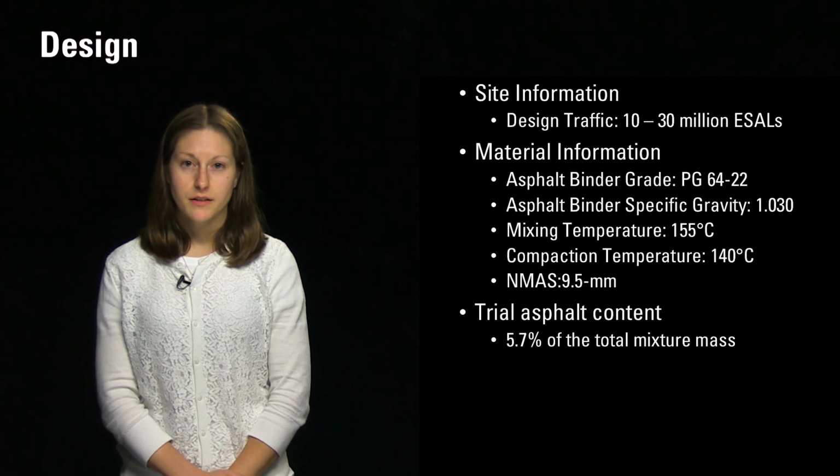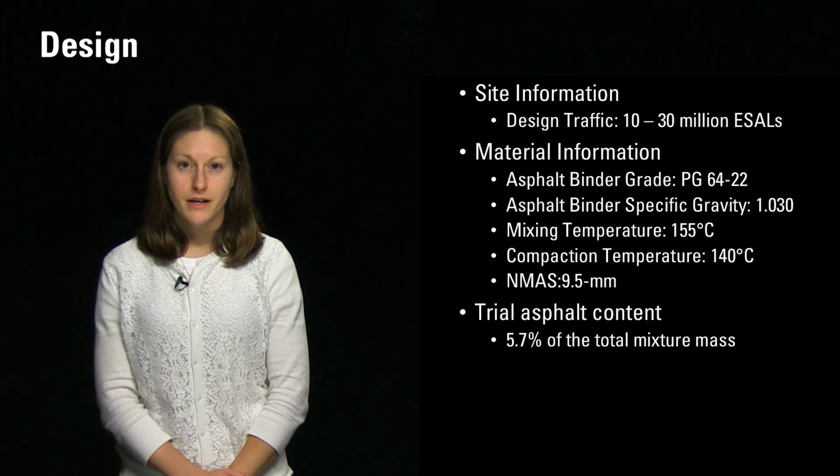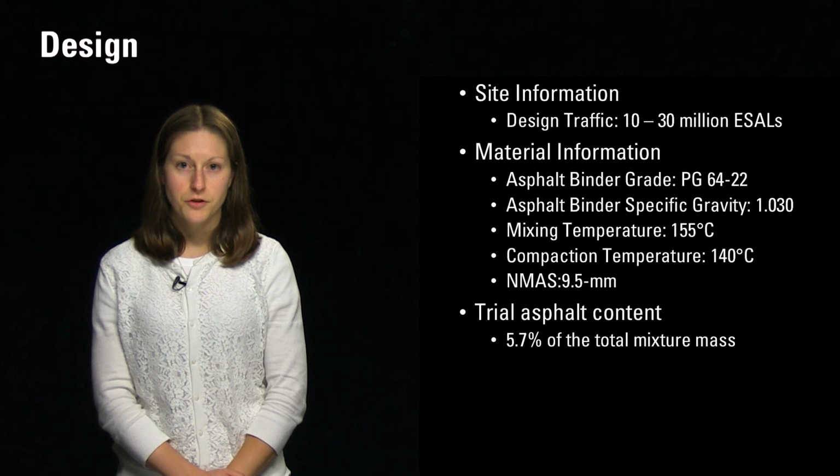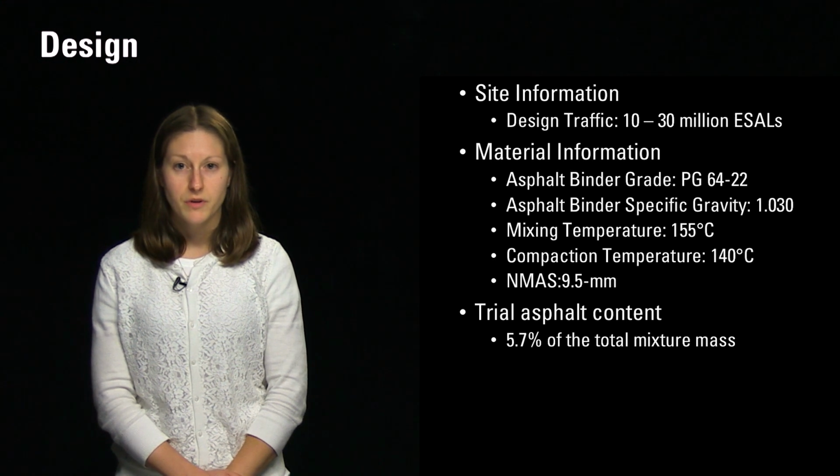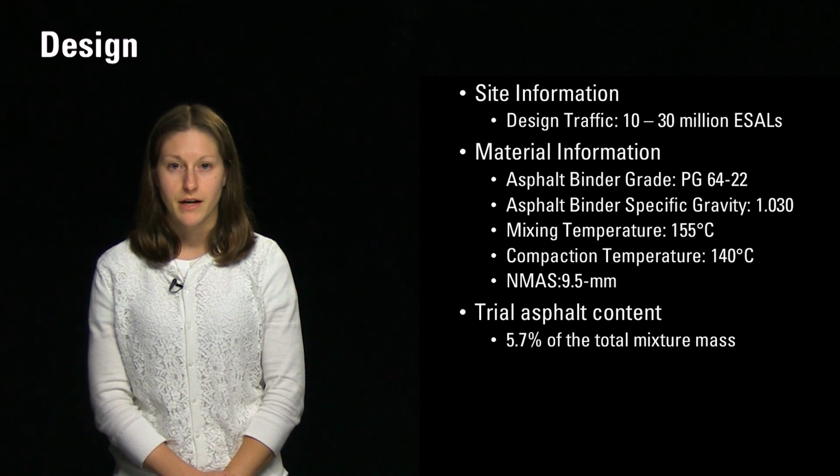Once we've selected a trial asphalt content, our next step is to actually fabricate an asphalt mixture specimen and then perform measurements of its volumetric properties to determine whether or not the design aggregate gradation will pass or whether we need to move to a different aggregate gradation.